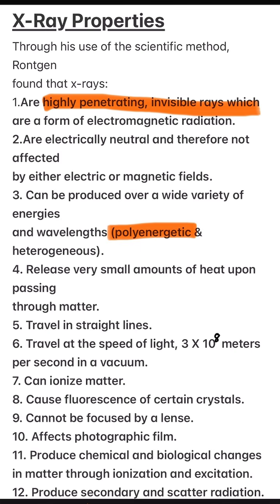The fourth property is that they release a very small amount of heat when they pass through a material. This can also sometimes cause ionization, which can impact the patient's health. So this is another property of X-rays.